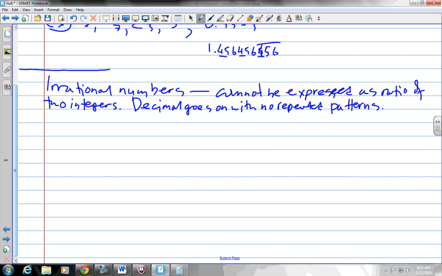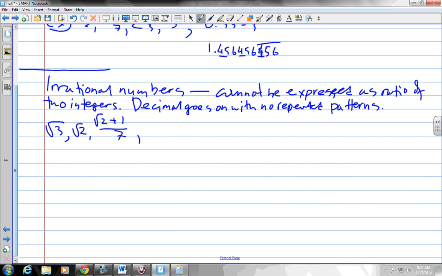Some of the examples, do you know some? Square root of 3, that's what you have to prove on your homework. Have you done that already? No. Okay. Square root of 3, square root of 2. Any combination, like square root of 2 plus 1 over 7, would be irrational. If it just has that thing.